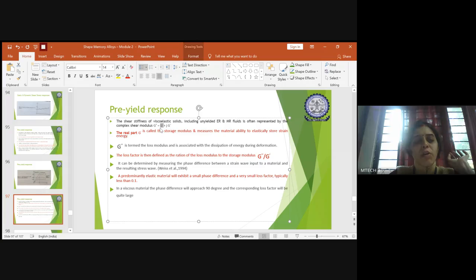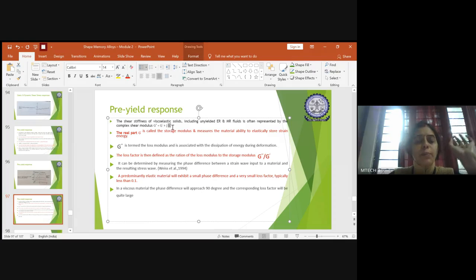So here G dash is called the storage modulus, and this storage modulus measures the ability of the material to store strain in an elastic nature. The material could be compressed. Since it is a viscoelastic solid, it could compress and again expand. So when you have a viscoelastic foam and you apply a load on it, it gets compressed. Once the load is removed, it comes back to its original position because it has an elastic nature. Even in that elastic nature, it can store some amount of strain due to the applied load. So G dash is nothing but the storage modulus, which helps to measure the ability of the material to store strain in the elastic condition.